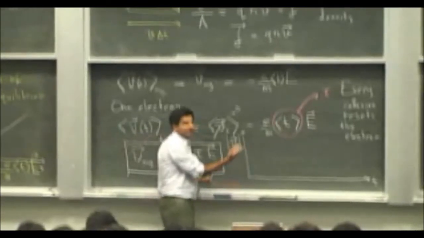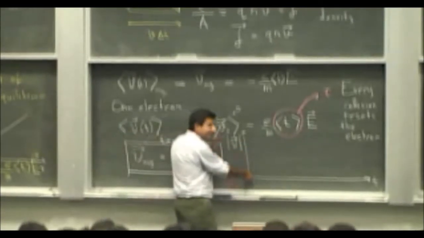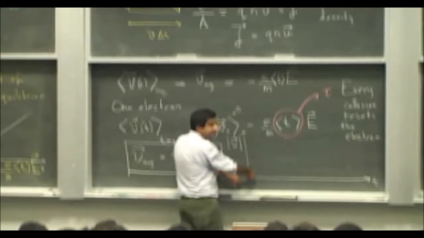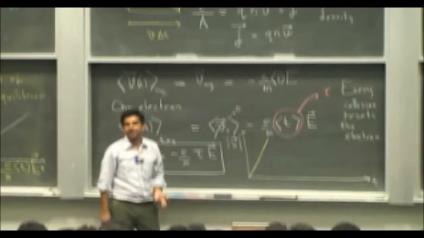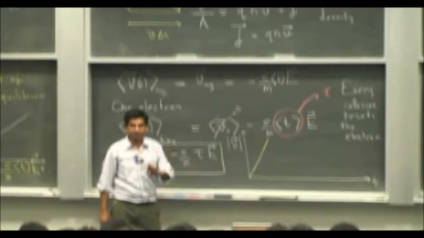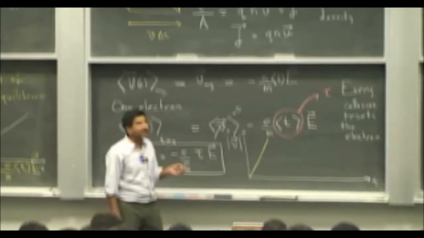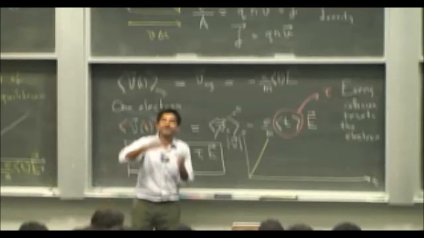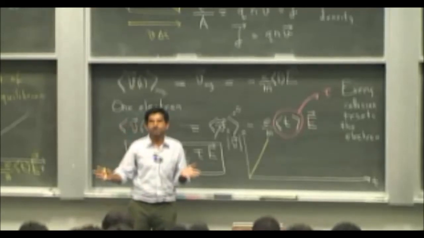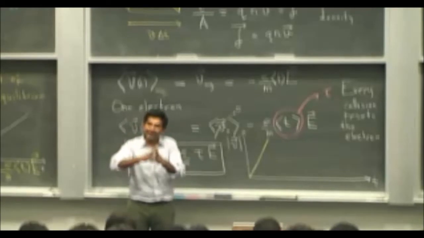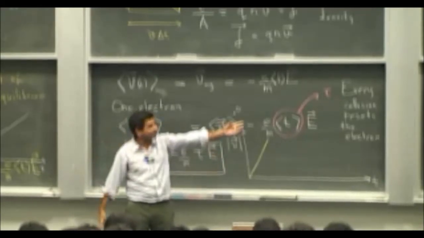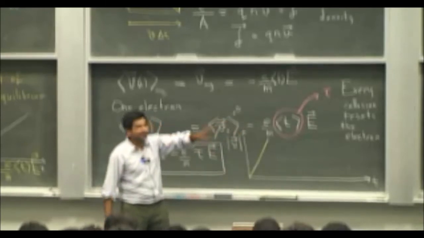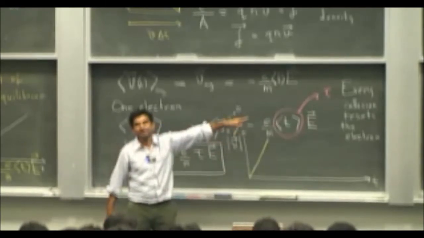Now what's happening in this case is the following. Suppose the electron starts off with the speed 0. So it's inside an electric field, its speed increases linearly. It undergoes a collision. Now when it undergoes a collision, it resets its speed. The new speed could be anything. It could be 0 or anything between 0 and the thermal speed.